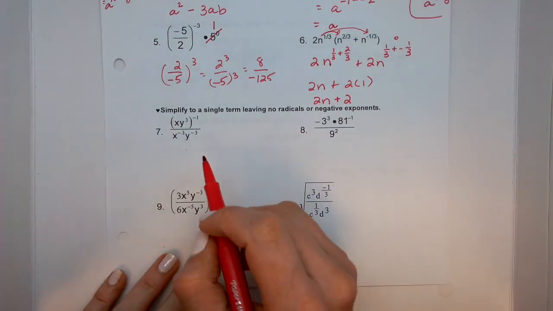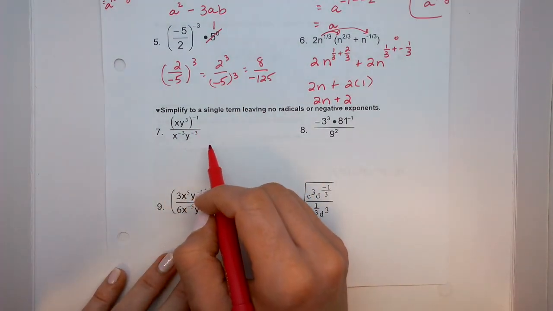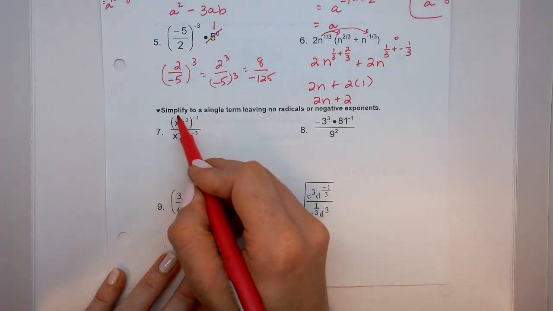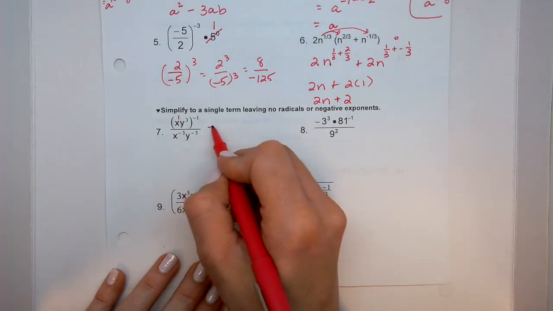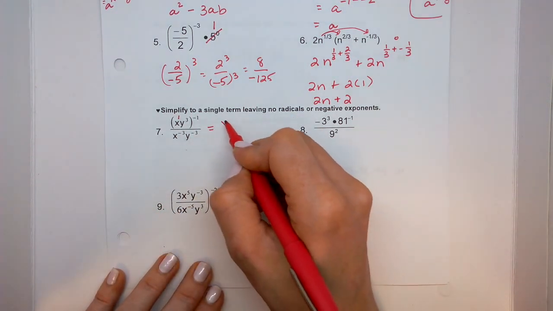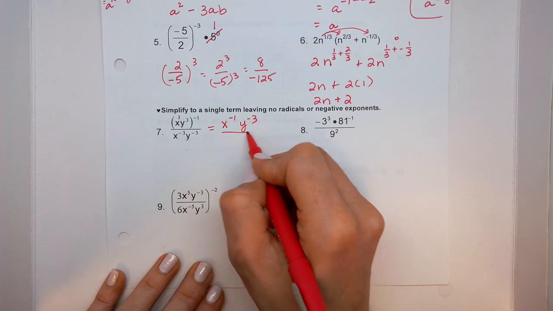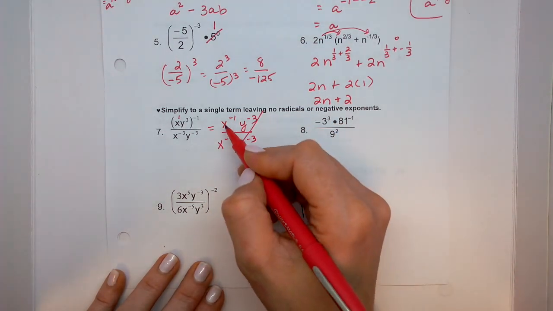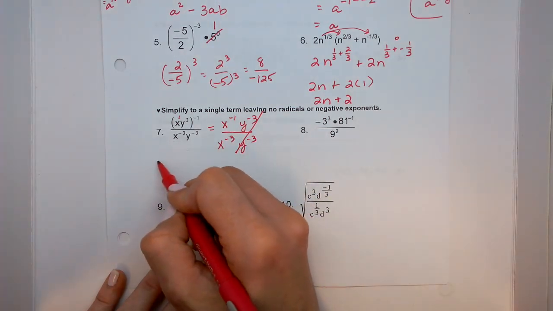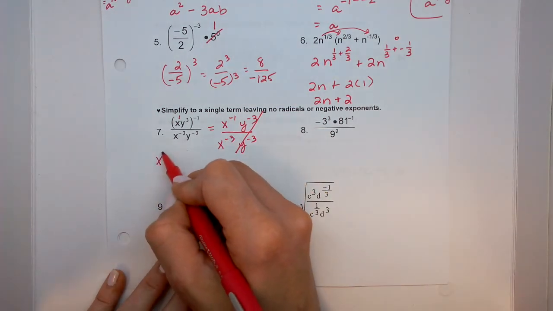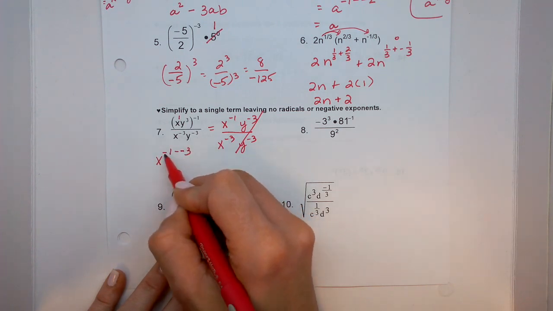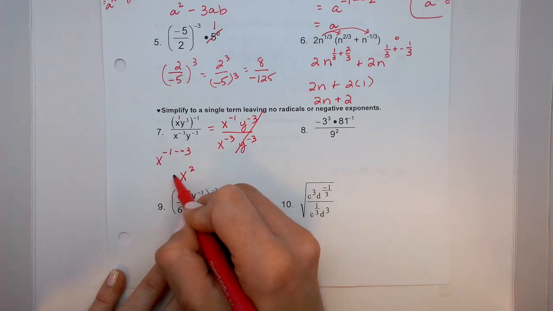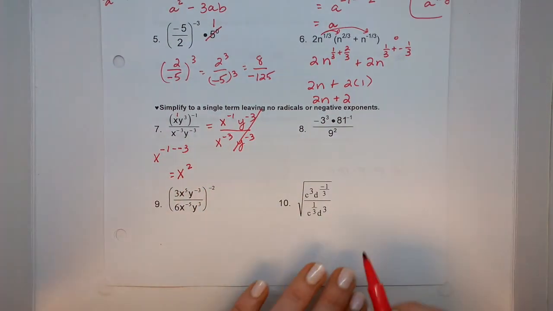Okay, on number 7, simplify to a single term leaving no radicals or negative exponents. So on the top, we're multiplying inside the parentheses, so I want to multiply each exponent by negative 1. On the bottom, I can't do anything yet. So I have x to the negative 1, y to the negative 3, divided by x to the negative 3, y to the negative 3. Well, these cancel out. Now I have x to the negative 1 over x to the negative 3. Because I have the same base, I subtract the exponents. So negative 1 plus 3 is equal to 2, and that's my final answer.